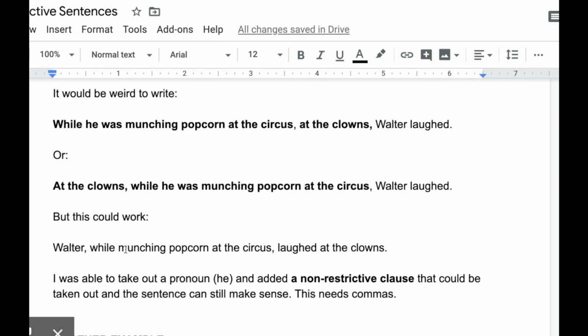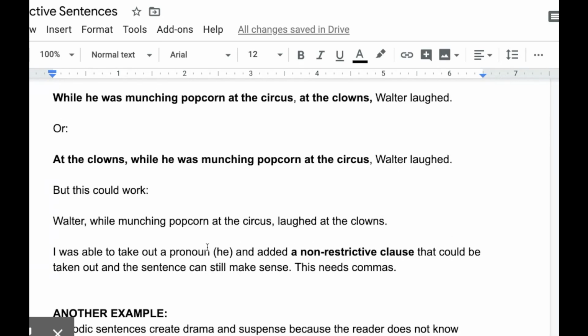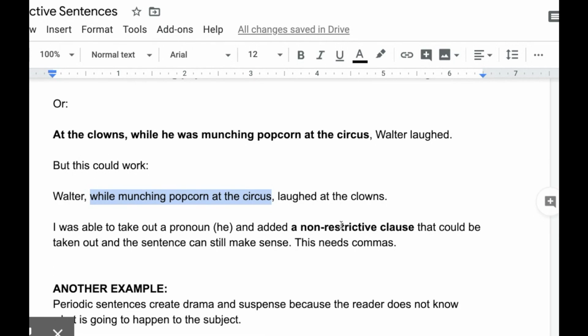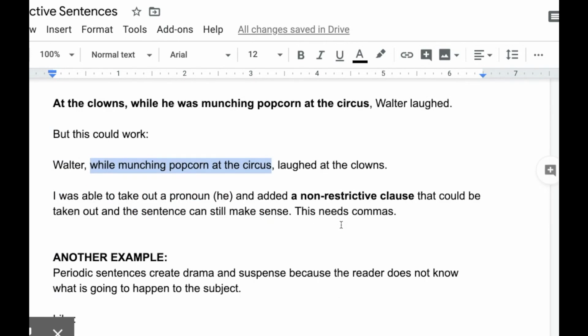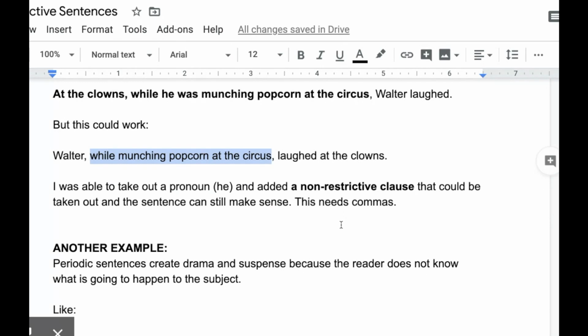Walter, comma, while munching popcorn at the circus, comma, laughed at the clowns. I was able to take out the pronoun he and added a non-restrictive clause, which is right here, right? That could be taken out and the sentence could make sense. But when you have a non-restrictive clause, you need a comma here and you have a comma here. Sometimes you guys might just add one comma, or you add a comma here, but you need two commas here. Commas oftentimes travel together in pairs. I'll go over restrictive clauses during another lesson. That means there's no commas, but we'll have to get into that.